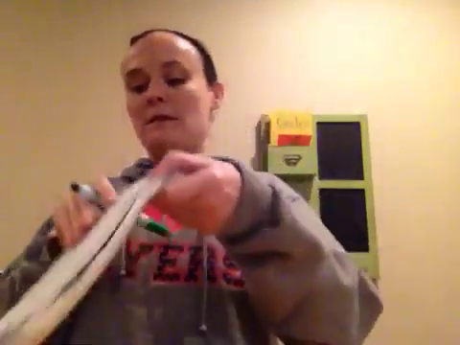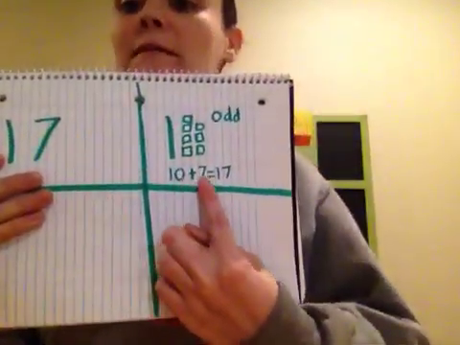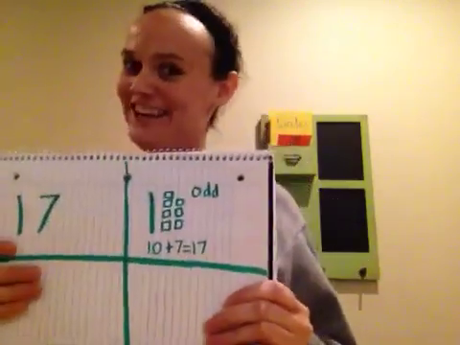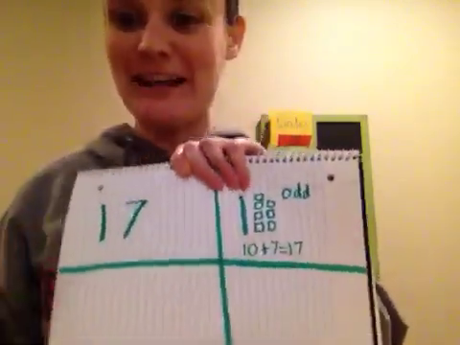Okay. Next, we're going to write the expanded form of this number. If you know how to do that, you can do it by yourself. I'm going to do it as well, so you can check your work. Okay, and I got 10 plus 7 equals 17. Did you get it? Now we're going to do tally marks.